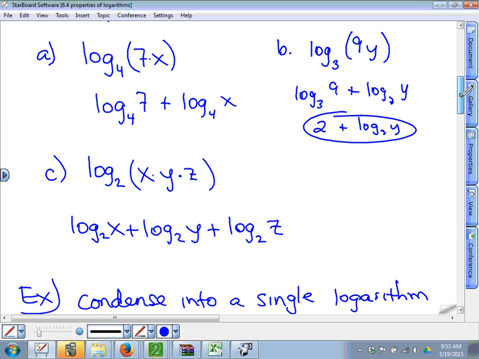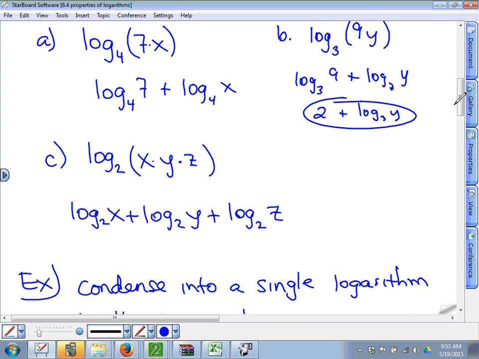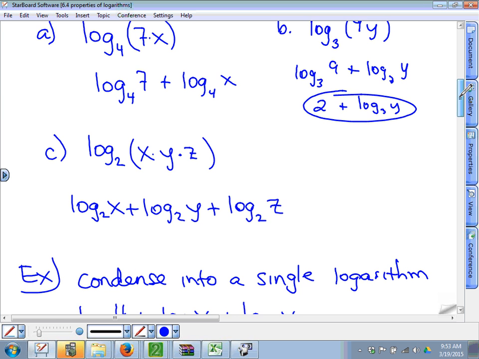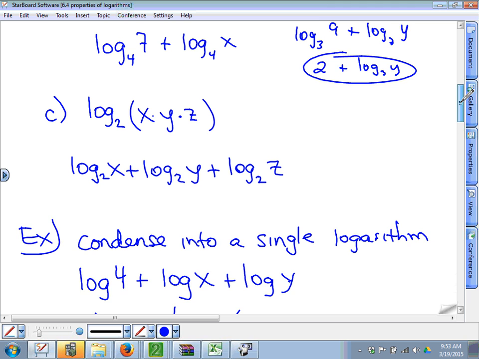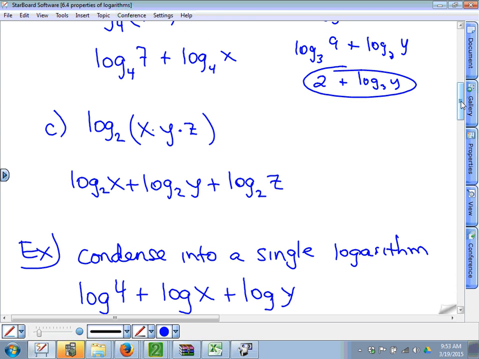Let's take a look at the other direction. Now I'm going to give you several logarithms. You got to put it back together again, like good old Humpty Dumpty. Check it out. Log 4 plus log x plus log y. Condense into a single logarithm. Write it down. You can talk about it in your group.